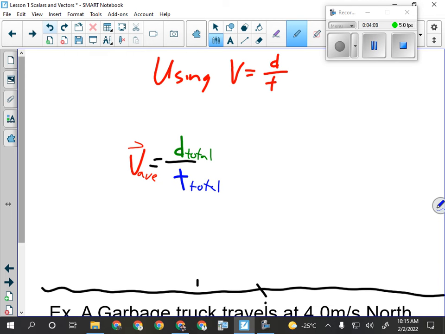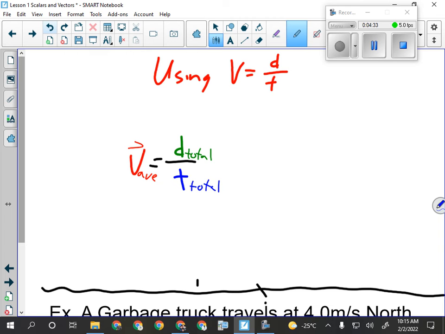That is, I need to figure out what was the displacement in part 1, what was the displacement in part 2, what was the time in both parts, so that I can get the total. Everyone follow me there? Because there's a mistake that people often make, and it is that when they're told, find the average velocity, they're like, okay, I'll find the velocity in 1 and 2, and I'll add them together and divide by 2, because that's how you calculate averages.